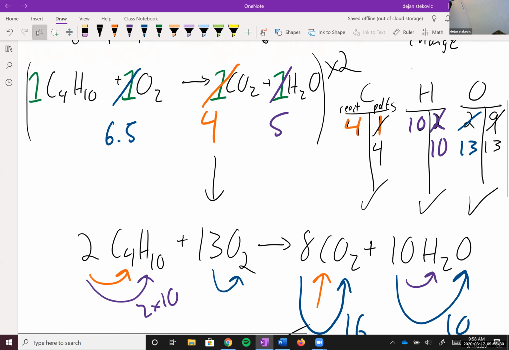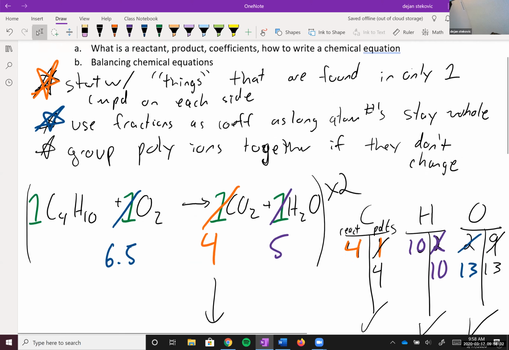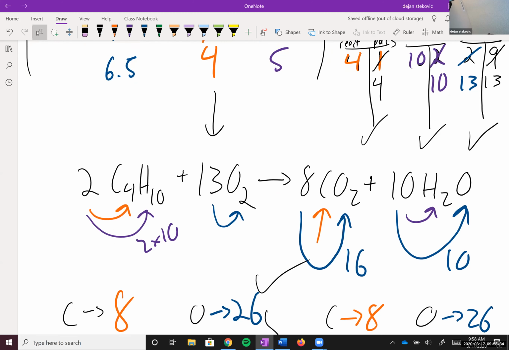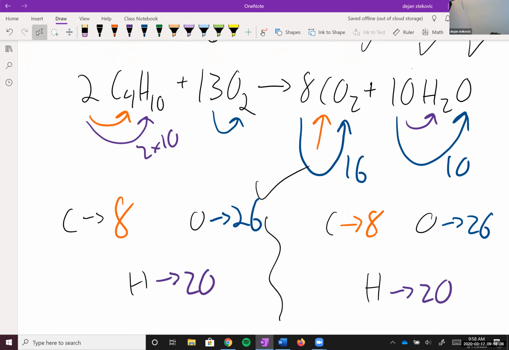So we used all the tips except for grouping the polyatomic ions together because we didn't have any polyatomic ions here. But if you want to check out that hint, you can take a look at another exercise from either lecture or from your lab.